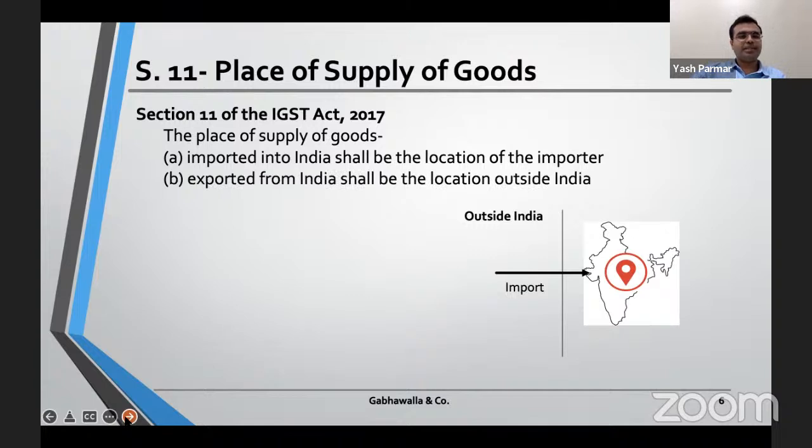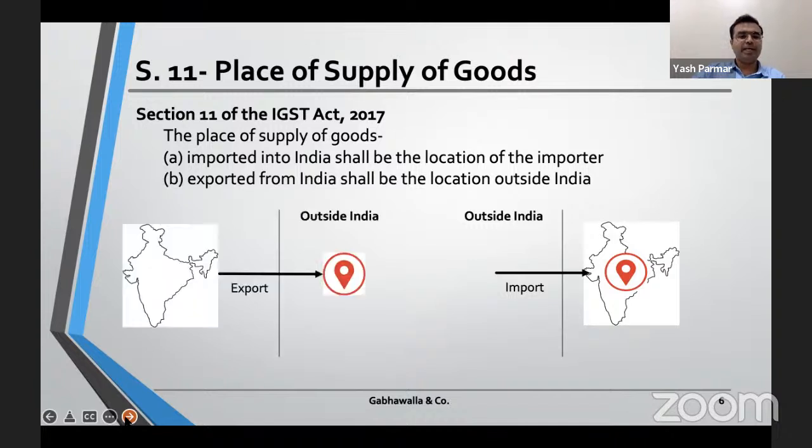Clause B says that the place of supply of goods in cases where goods are exported from India shall be the location outside India. Therefore, the place of supply being outside India, we all know that if various conditions as defined in the law are satisfied, it is treated as a zero rated supply. Because in case of export of goods, the place of supply is defined to be a location outside India, the place where goods are exported. So Section 11 is quite simple. It only defines the place of supply for import of goods and export of goods.